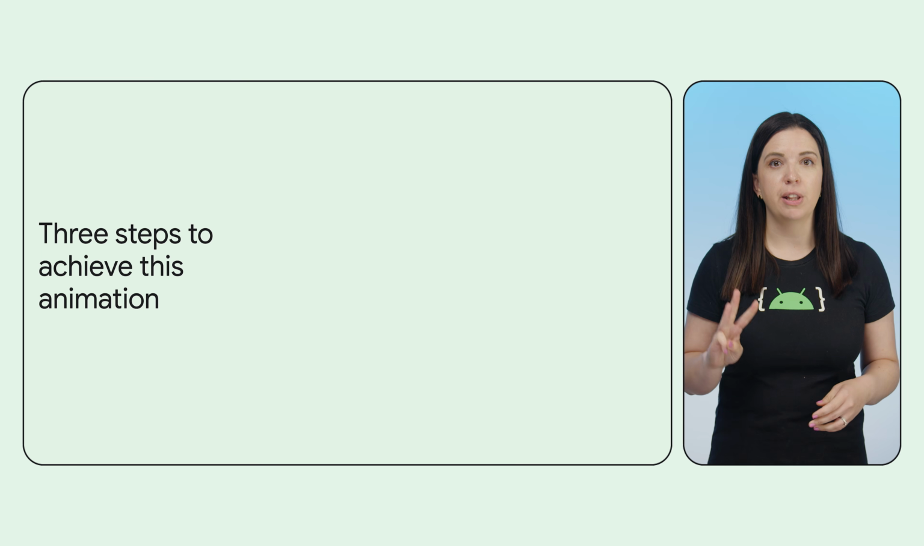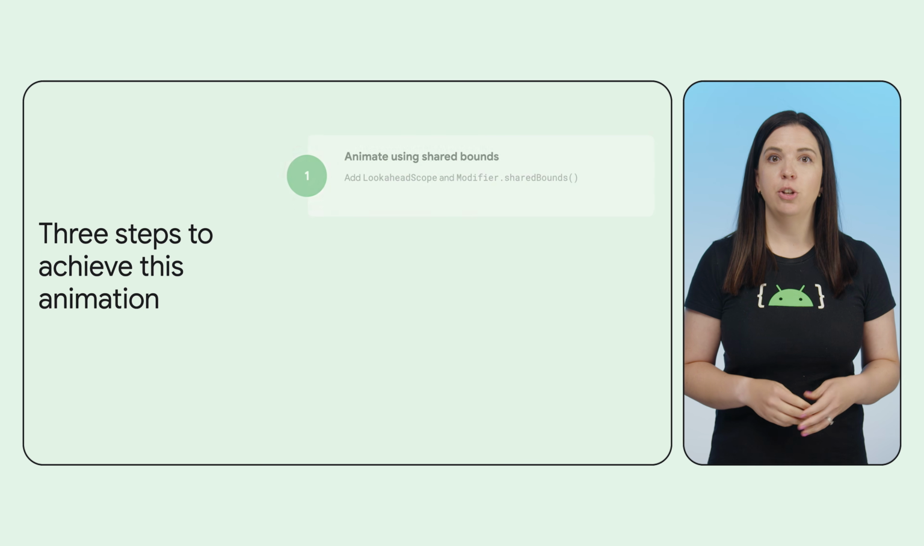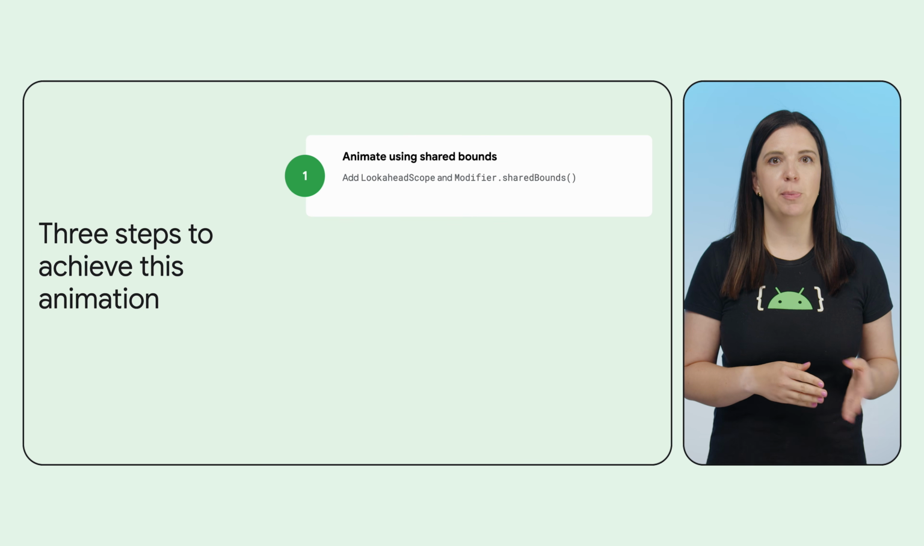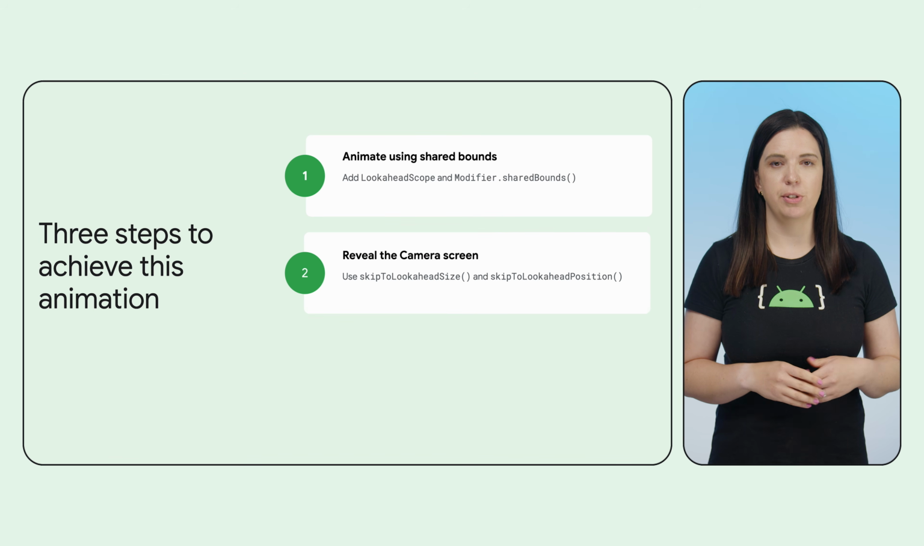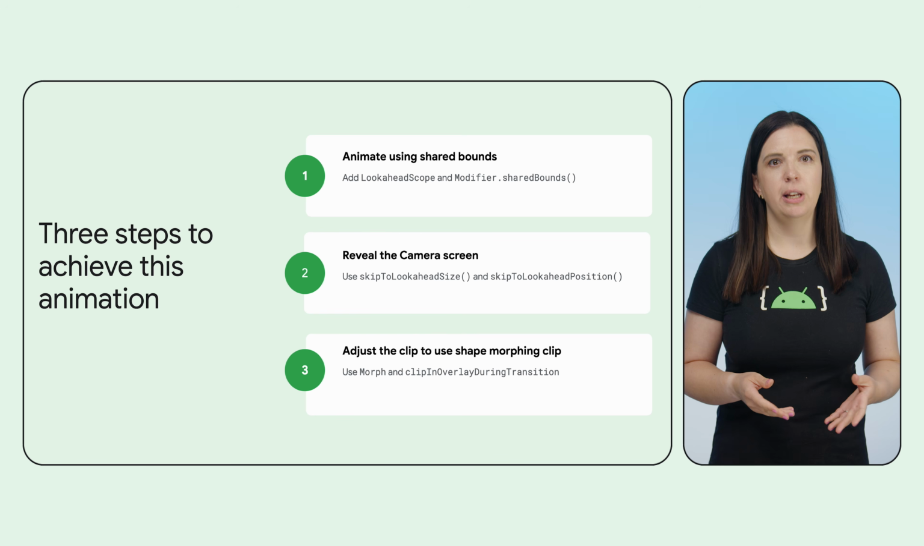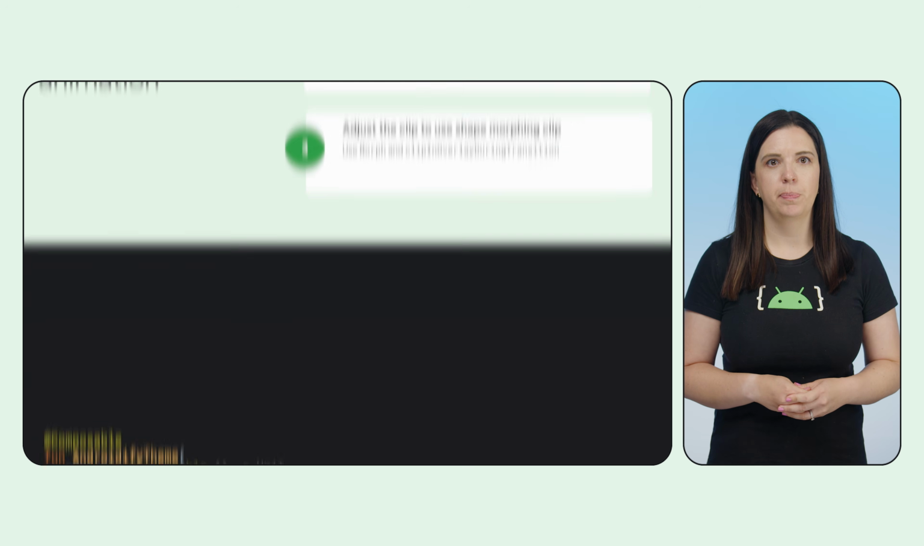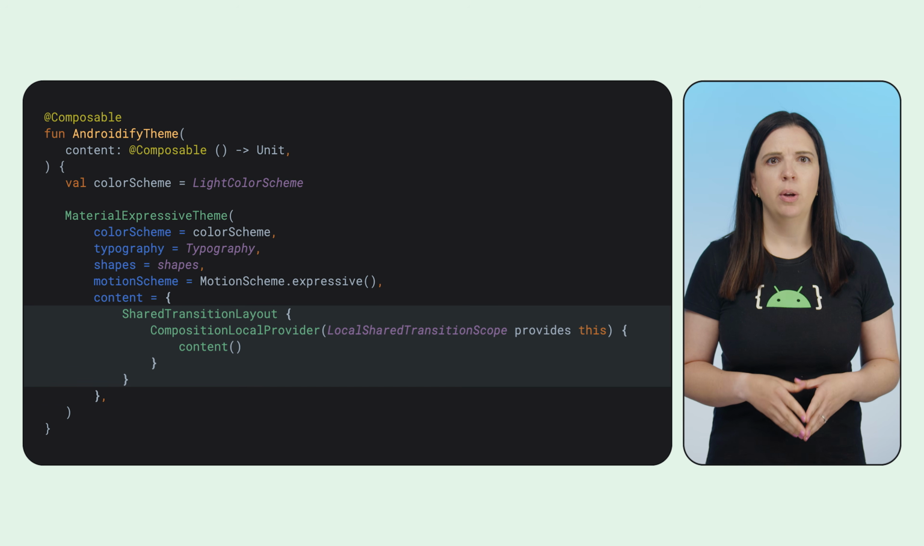We need to do three things to achieve this animation. Use shared elements to grow from the photo button to the camera screen, reveal the camera screen as the button grows in size, and clip the shared element to the morphing shape. So, for step 1, we use the same concepts shown in the shared element video that's linked below.